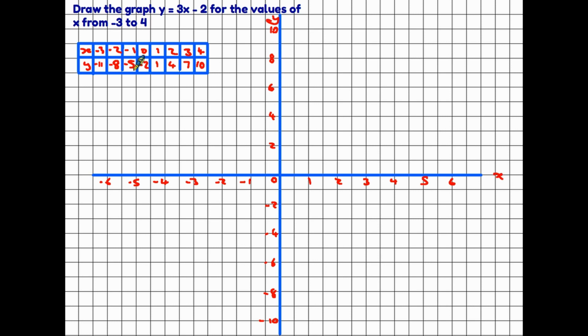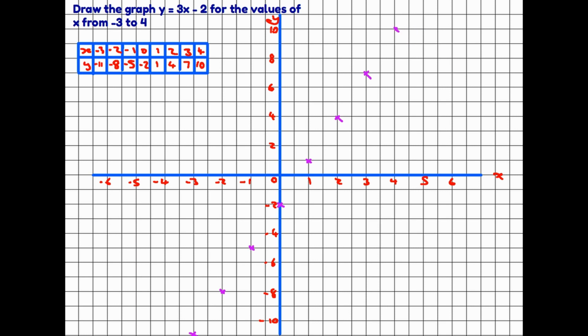Now let's have a go at drawing our line. We have our values. So our first set of coordinates are minus 3, minus 11. So minus 3, minus 11 is almost off the edge of my graph here. Minus 2, minus 8. Minus 2 along, minus 8 down gives us a point there. We have minus 1, minus 5 here. We then have 0, minus 2. We have 1, 1, 2, 4. And we finish with 3, 7, and 4, 10.